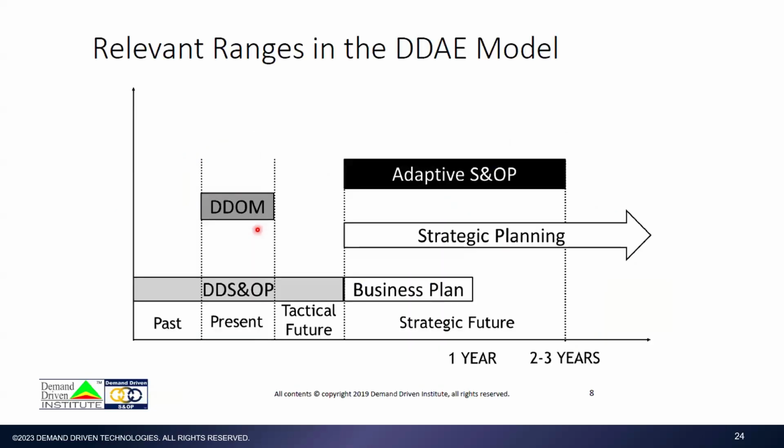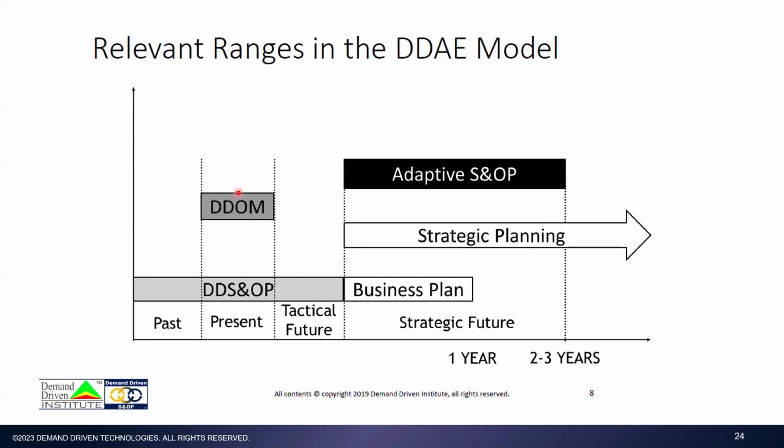A key part of that is this notion of relevant ranges. If I'm in a DDS&OP horizon, that's probably going to be shorter term, maybe 12 to 14 weeks, something in that neighborhood. If I'm thinking adaptive strategies, larger grain kind of decisions, we're going to put a new production line in this plant, and that's going to be a huge capital investment, and it'll take a year to get the additional space and the machinery put in. Those are the long-term aspects.